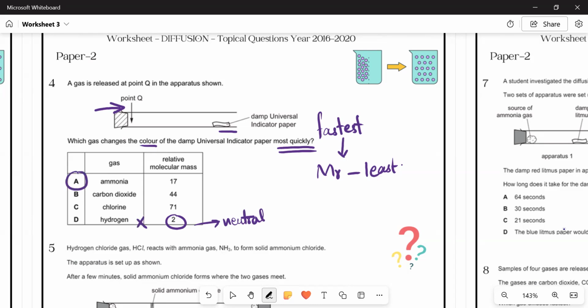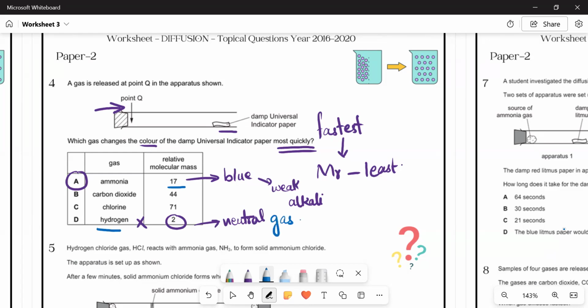Ammonia, on the other hand, will change the universal indicator color to blue as it is a weak alkali. It's an alkaline gas, a weakly basic gas. So that's why ammonia will change the color, and it has the least molecular mass as compared to carbon dioxide and chlorine. Hydrogen will not change the color. It's a neutral gas, so we will not consider it.